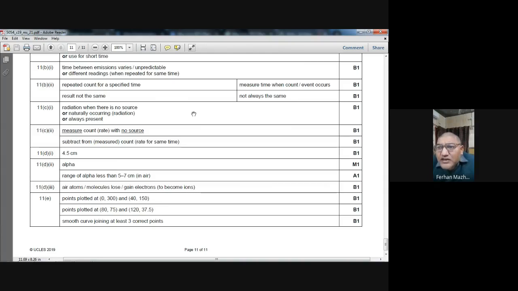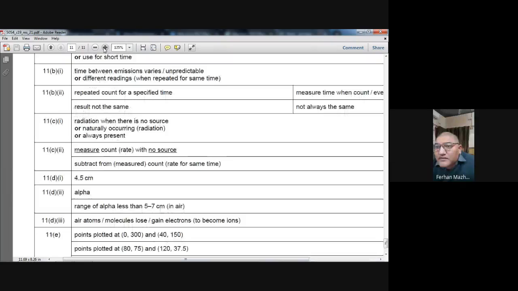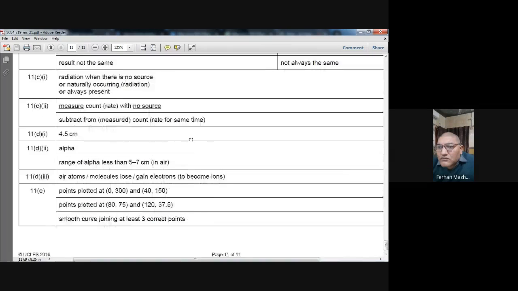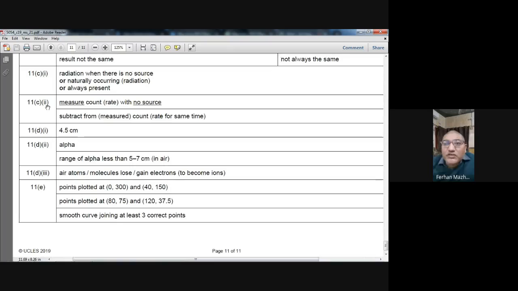You can look at the marking scheme as well. The marking scheme is showing on your screen. We are doing question number 11. This is summer 2019 paper 21. We are on question number 11 and its second part, C.